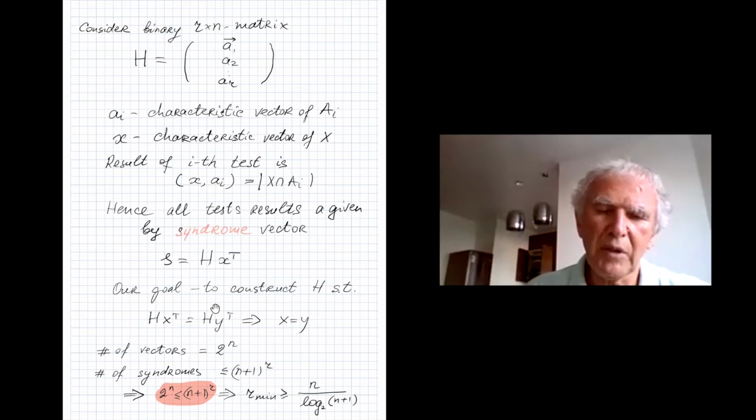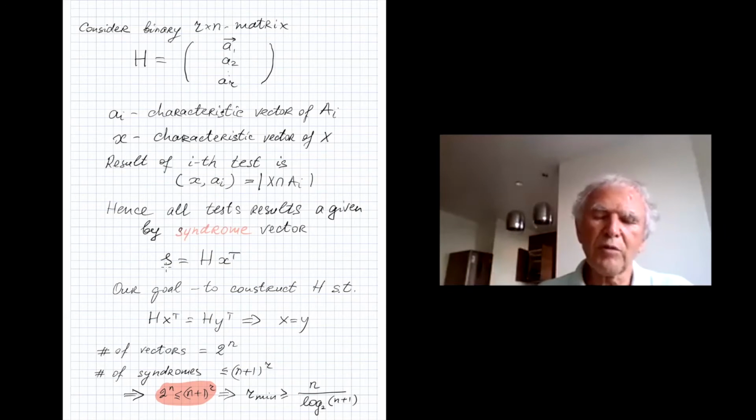We need that different vectors have different syndromes. Then the number of syndromes should be bigger than or equal to the number of vectors. Therefore, we have this inequality. Or if you take the log, we have that r, the minimal number of questions, is at least n divided by binary log n. And my goal is mainly to say what the results are.